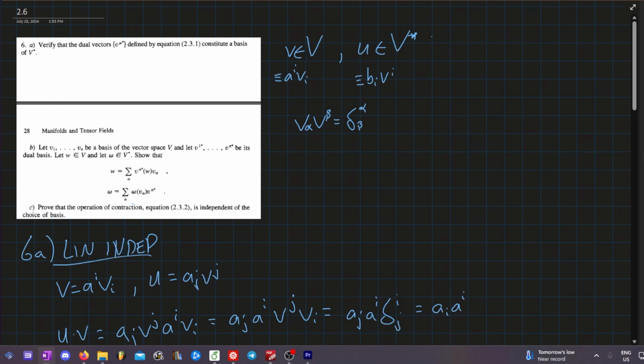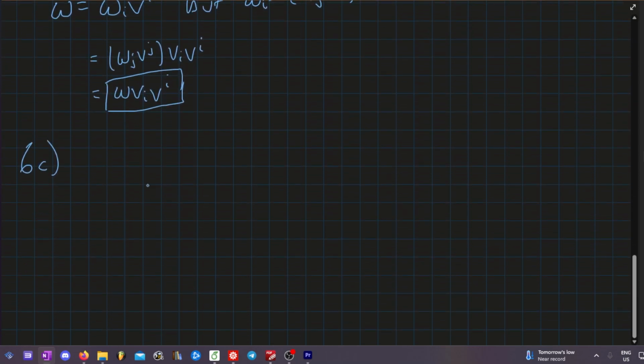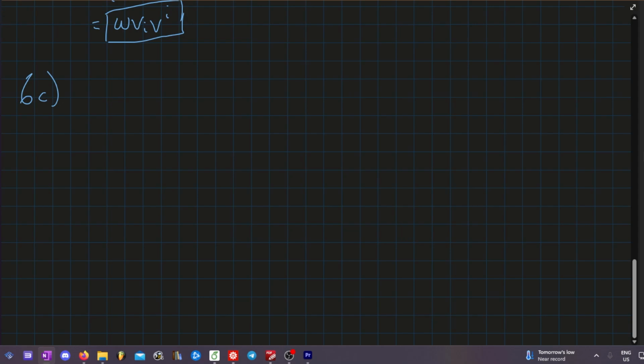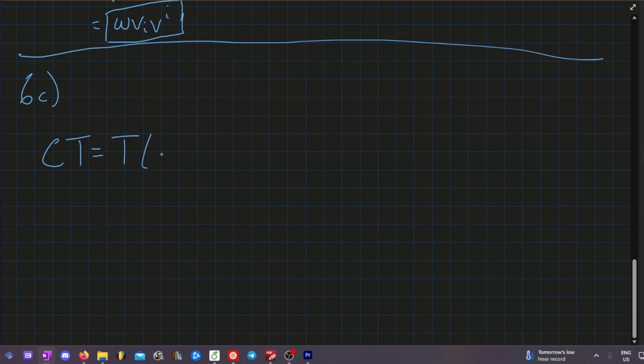Okay, finally for problem 6c, Wald wants us to prove that the operation of contraction, which is equation 2.3.2, is independent of the choice of basis. So that equation looks something like this. He says that the contraction of a tensor T is just that tensor T with a slot replaced with the dual basis vector, and a slot replaced with a basis vector.